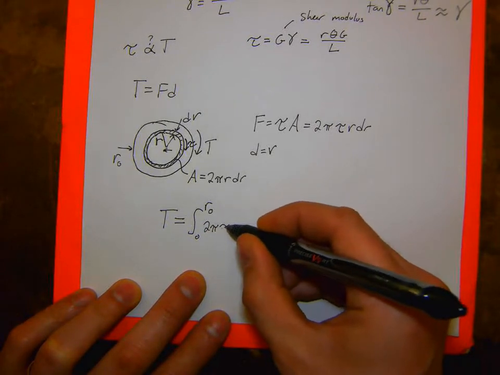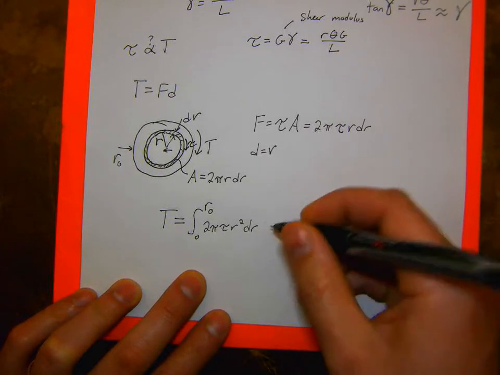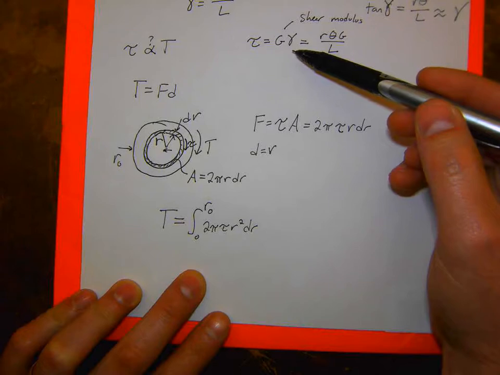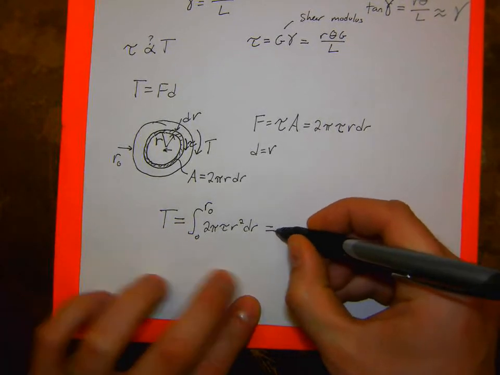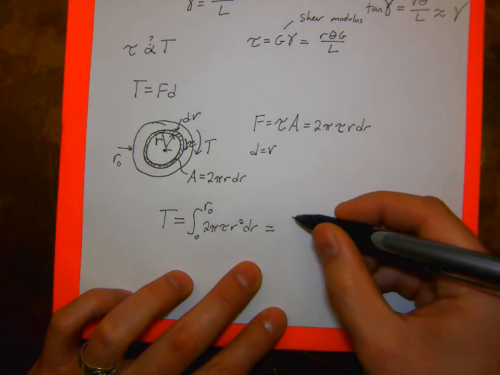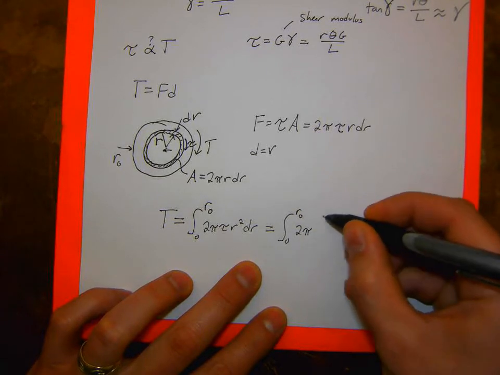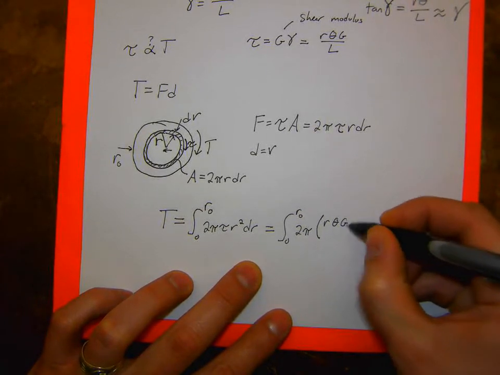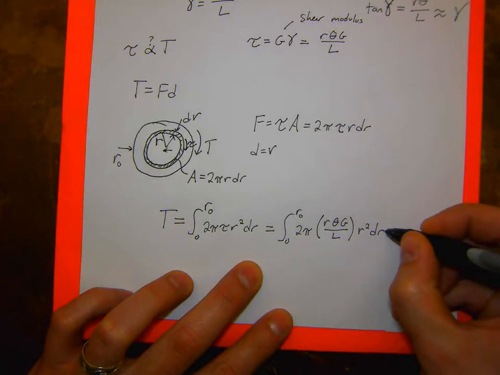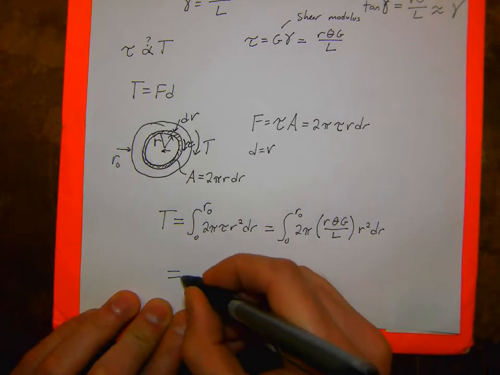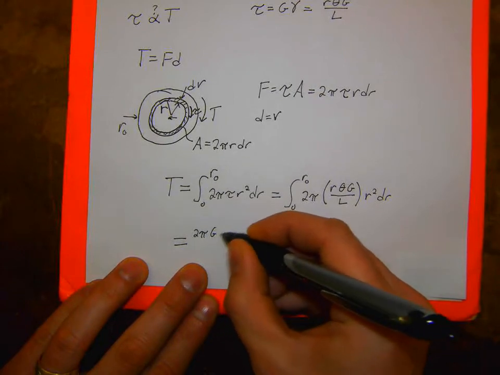I can replace the tau that I got given my shear modulus. So this is also equal to the integral from 0 to r naught of 2 pi r theta G over L, r squared dr. Written out, I'm going to pull some things out: 2 pi G theta over L, integral from 0 to r naught of r cubed dr.